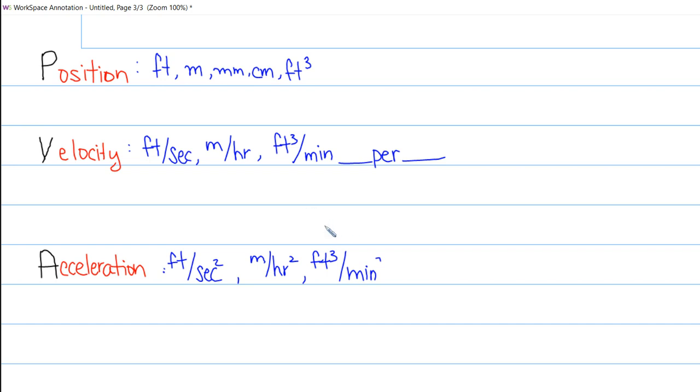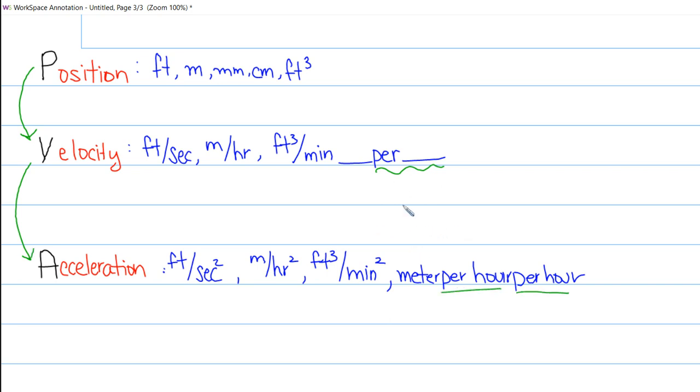Or to be fancy, we sometimes write meters per hour per hour. So we're adding another per. If you notice the patterns of it, every time we go forward, so from position to velocity, we added per something. And from velocity to acceleration, we added another per something, so there's two different pers. So that's the relationship you can see.